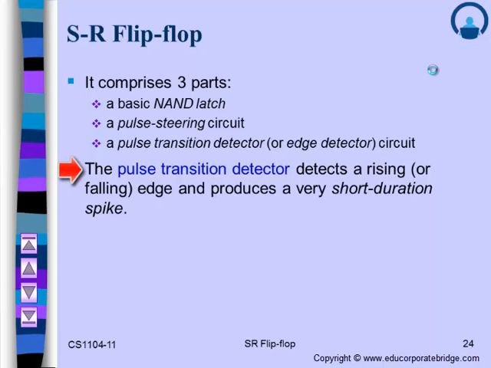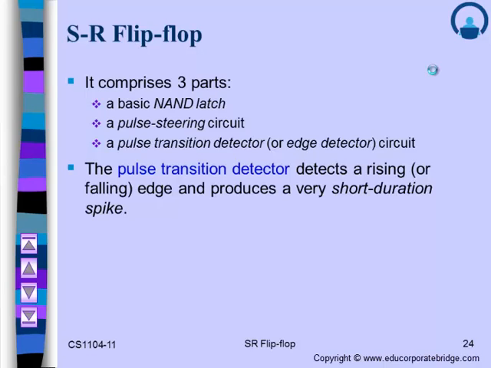The pulse transition detector is again a very important part of the SR flip-flop. Now, how can the circuit understand whether the output should change on the rising edge or on the falling edge? For this reason, we have a pulse transition detector or edge detector circuit.